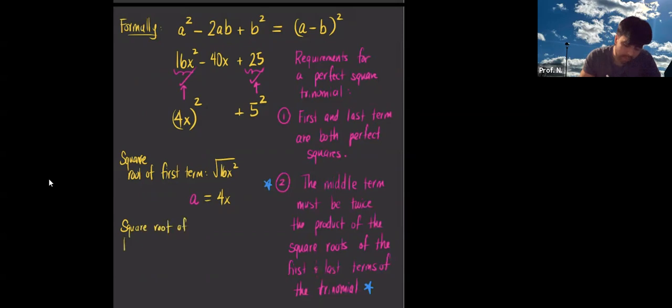Then the square root of the last term. Well, the last term here is 25, and the square root of 25 is 5. So I'm going to call this my b value, right? So I got my a value and I got my b value.